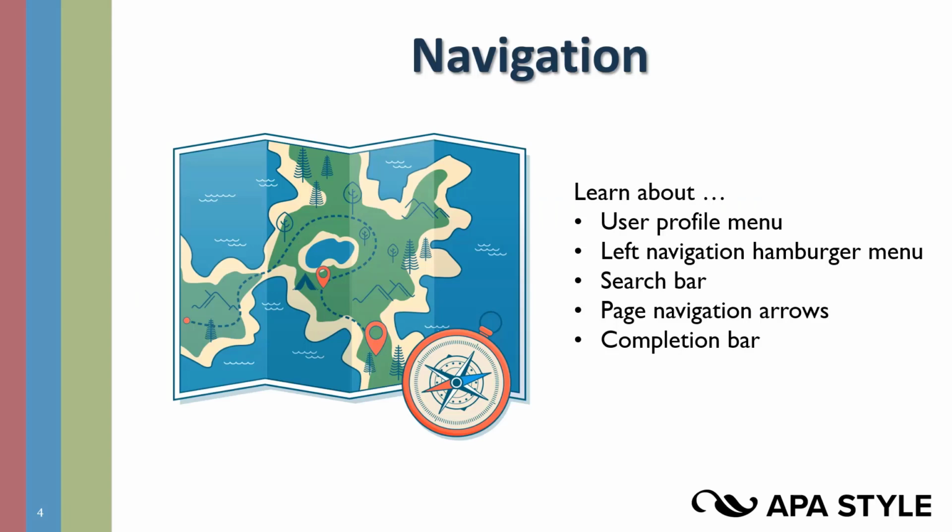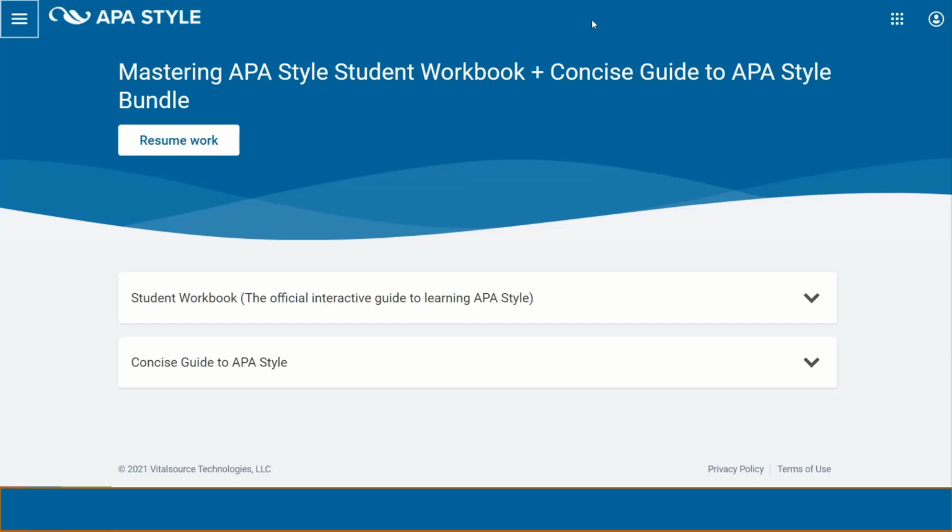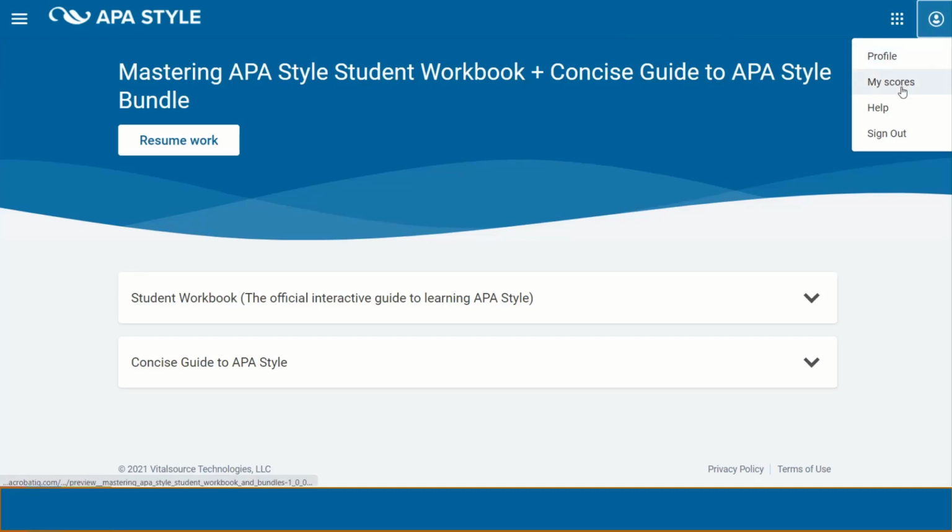Next, I'll talk about the workbook navigation, including the user profile menu, the left navigation hamburger menu, the search bar, page navigation arrows, and the completion bar. Let's look at how the page is structured. At the top right of the screen is my user profile. In this workbook, I'm a student, so I see links for my profile, my scores, help pages from Acrobatic, and signing in and out. Instructors would have a slightly different set of menu options. They would see the gradebook for their students and their learning dashboard. More information about the learning dashboard is available on the APA Style website.